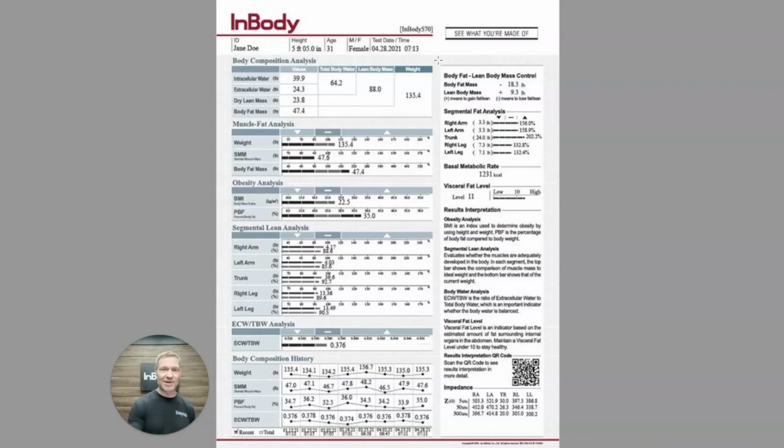So let's start here at the top with this body fat and lean body mass control. All this is saying is this is roughly the amount of body fat mass that we have to lose and roughly the amount of lean body mass that we have to gain to be in a healthy range. Now, this is what InBody says, but your goals for yourself might be different. And Jane, my goals for you, if I was coaching you, might be different as well. So when I say that, what are your goals? And just be quiet, all right?